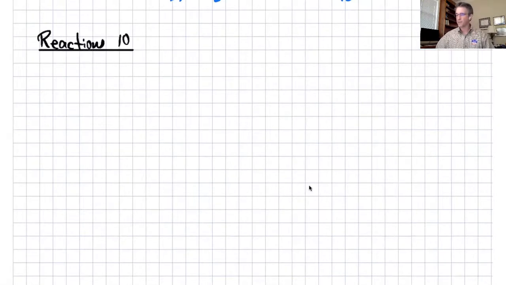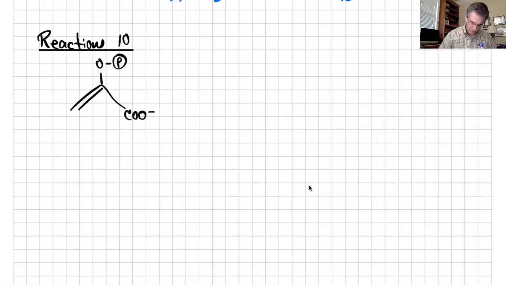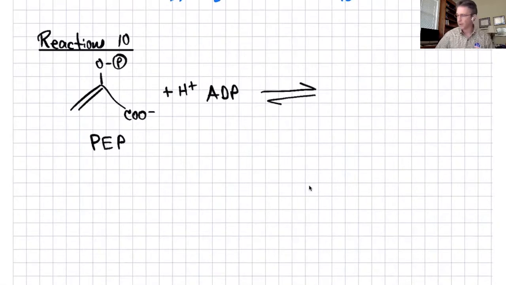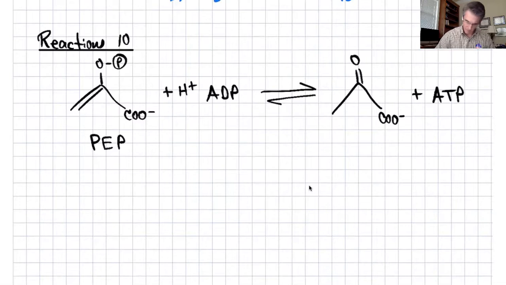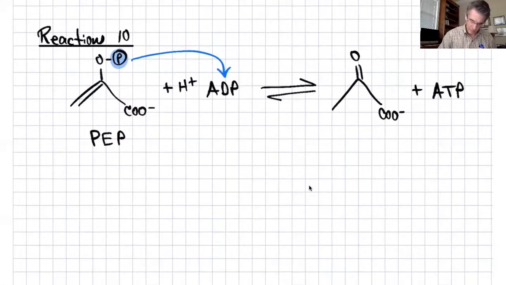Reaction 10 is now going to take phosphoenol pyruvate, and we're going to do our second substrate level phosphorylation to make some ATP. So we'll take PEP, proton, some ADP, and we're going to make pyruvate and ATP, by transferring that phosphate group onto the ADP. The enzyme that runs this reaction is known as pyruvate kinase.